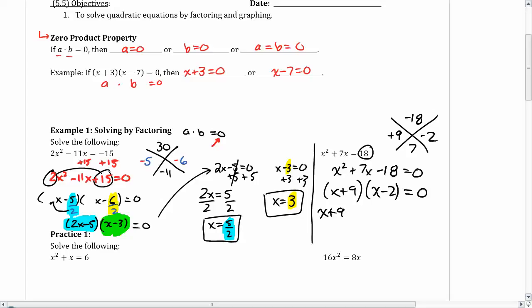So either x plus 9 equals 0, or x minus 2 equals 0. Solve both these equations. Well, subtract 9 from the first one, you get x equals negative 9. Add 2 to both sides for the second one, and you get x equals positive 2.